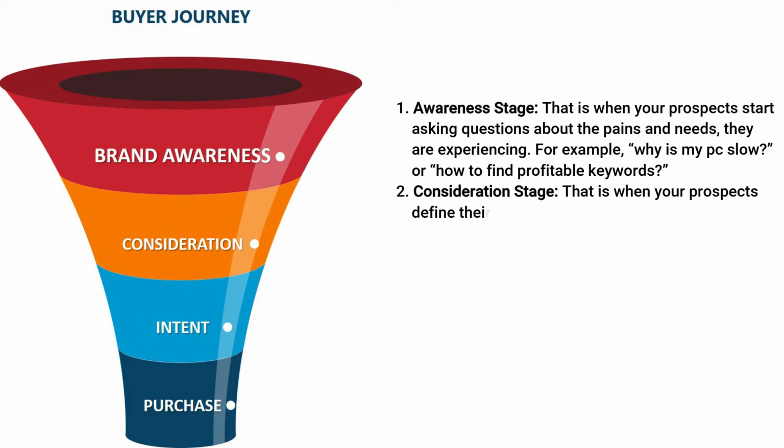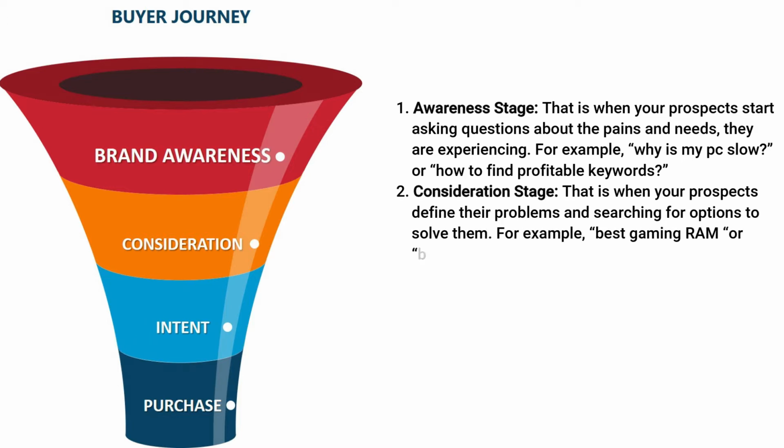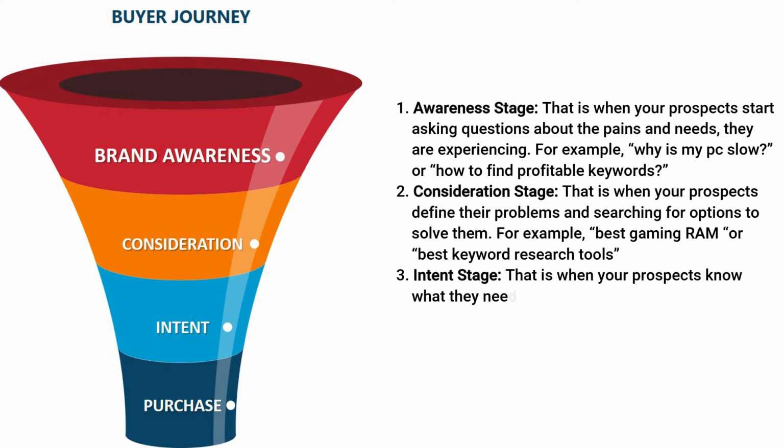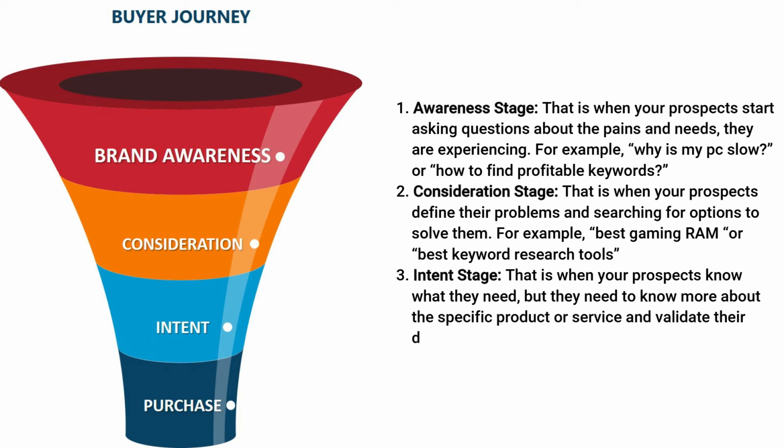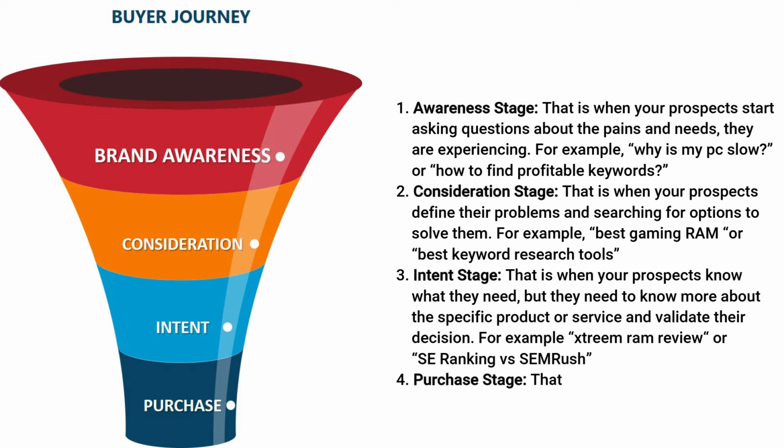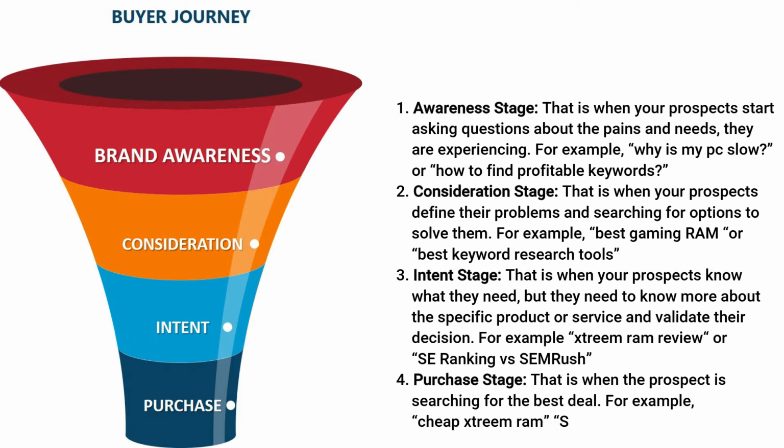The second one is consideration stage. That is when your prospects define their problems and are searching for options to solve them. For example, best gaming RAM or best keyword research tools. The third one is intent stage. That is when your prospects know what they need, but they need to know more about the specific product or service and validate their decision. For example, Extreme RAM review or SE Ranking versus SEMrush. And the last one is purchase stage. That is when the prospect is searching for the best deal. For example, cheap Extreme RAM or SE Ranking pricing.